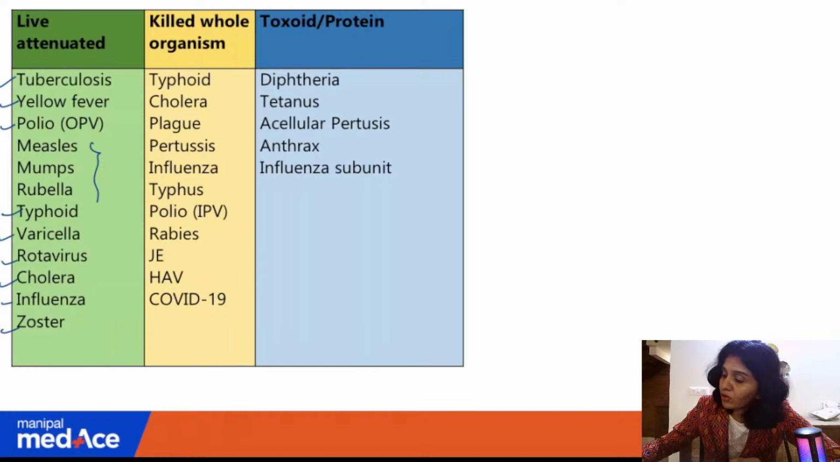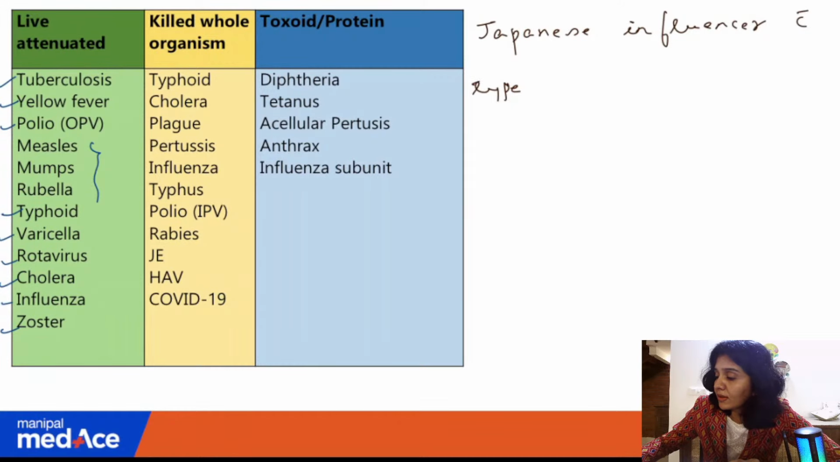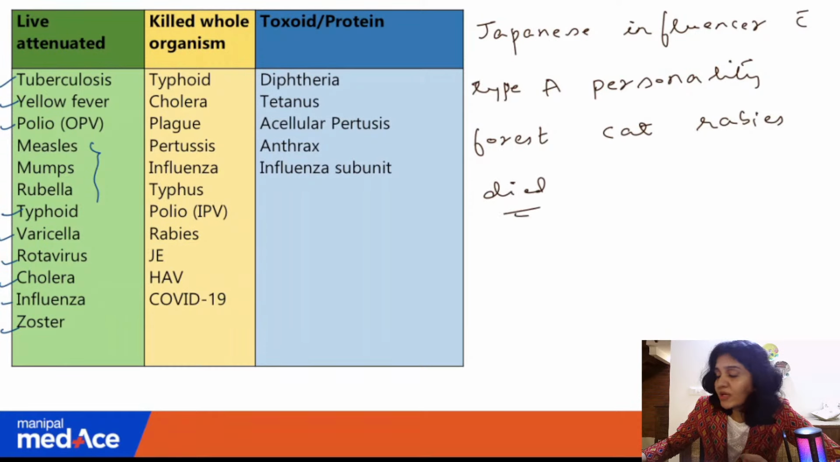So what is the mnemonic I'm talking about here? A Japanese influenza, okay, with type A personality, went into a forest, was bitten by a wild cat and developed rabies and died, right? That's why it's killed, right? Killed vaccines. So J for Japanese encephalitis. So done. Influenza, you can take influenza, all right?